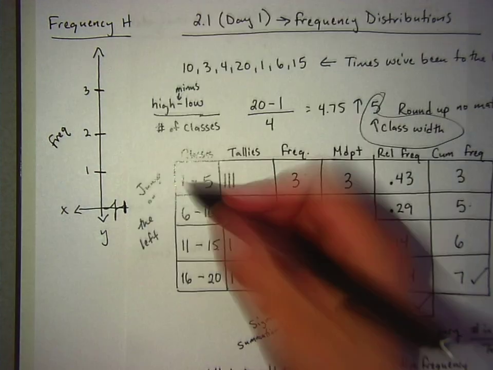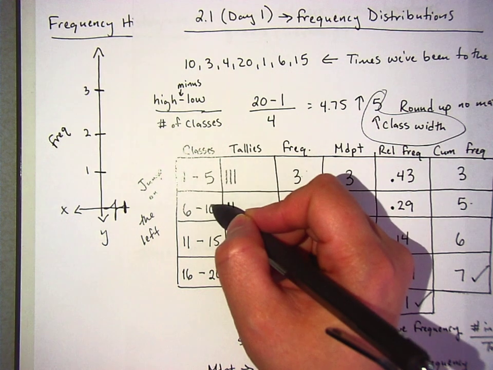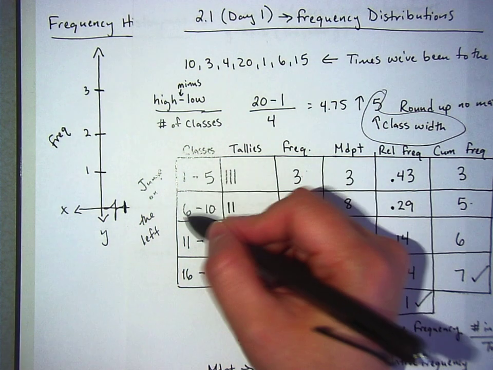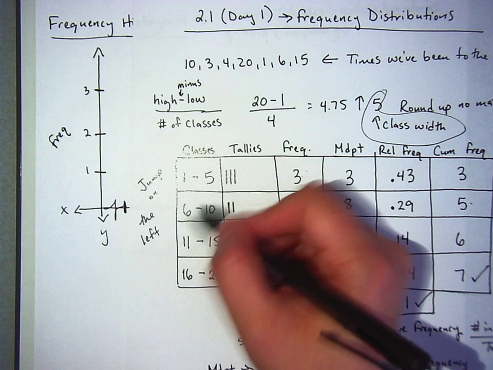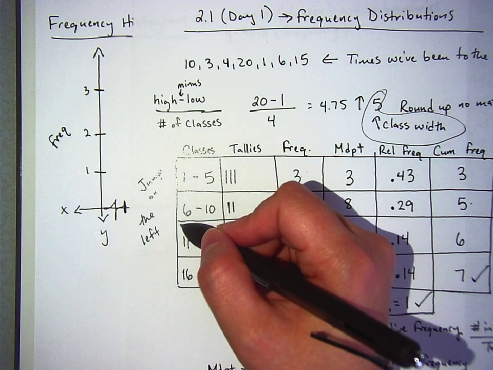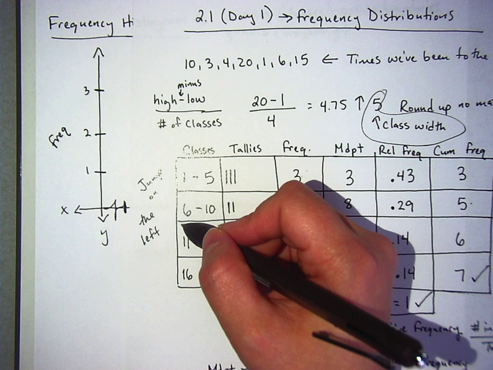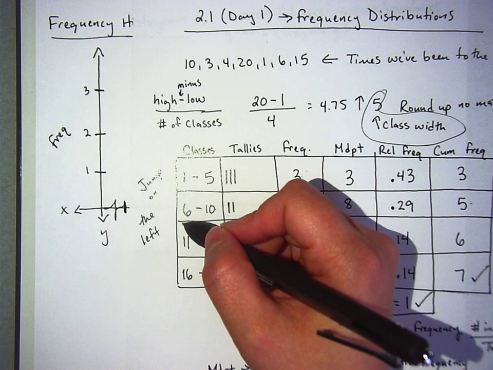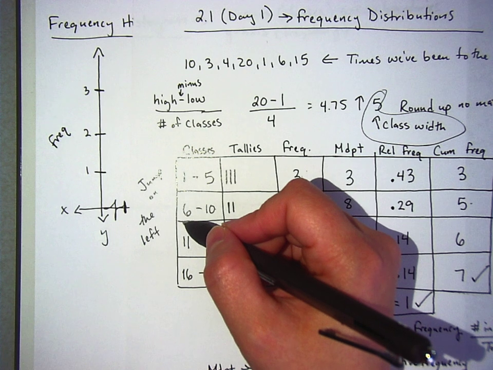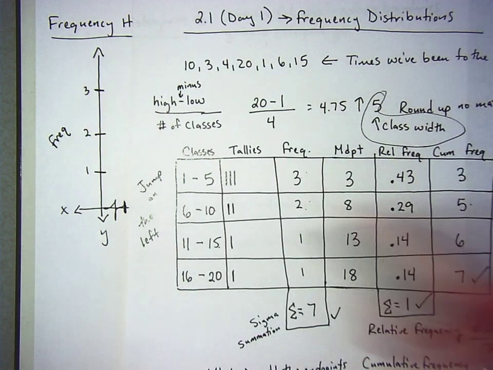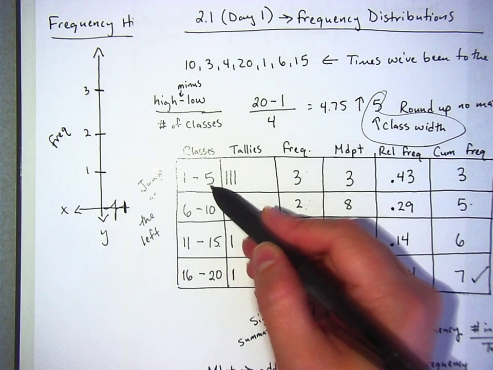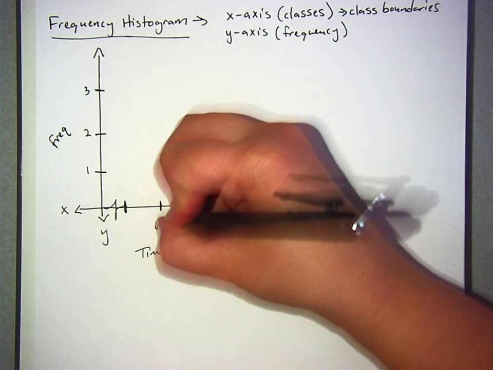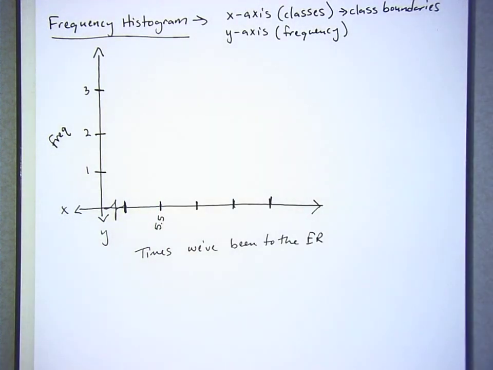Because the first class is 1 to 5, and then the second class is 6 to 10. So what do I write in between? Do I write 5 or do I write 6? Or do I do something else? Anybody have a guess? So a class boundary goes halfway between. You go halfway between 5 and 6, so this would actually be 5.5. Notice this is my second dash that I'm writing that down on.